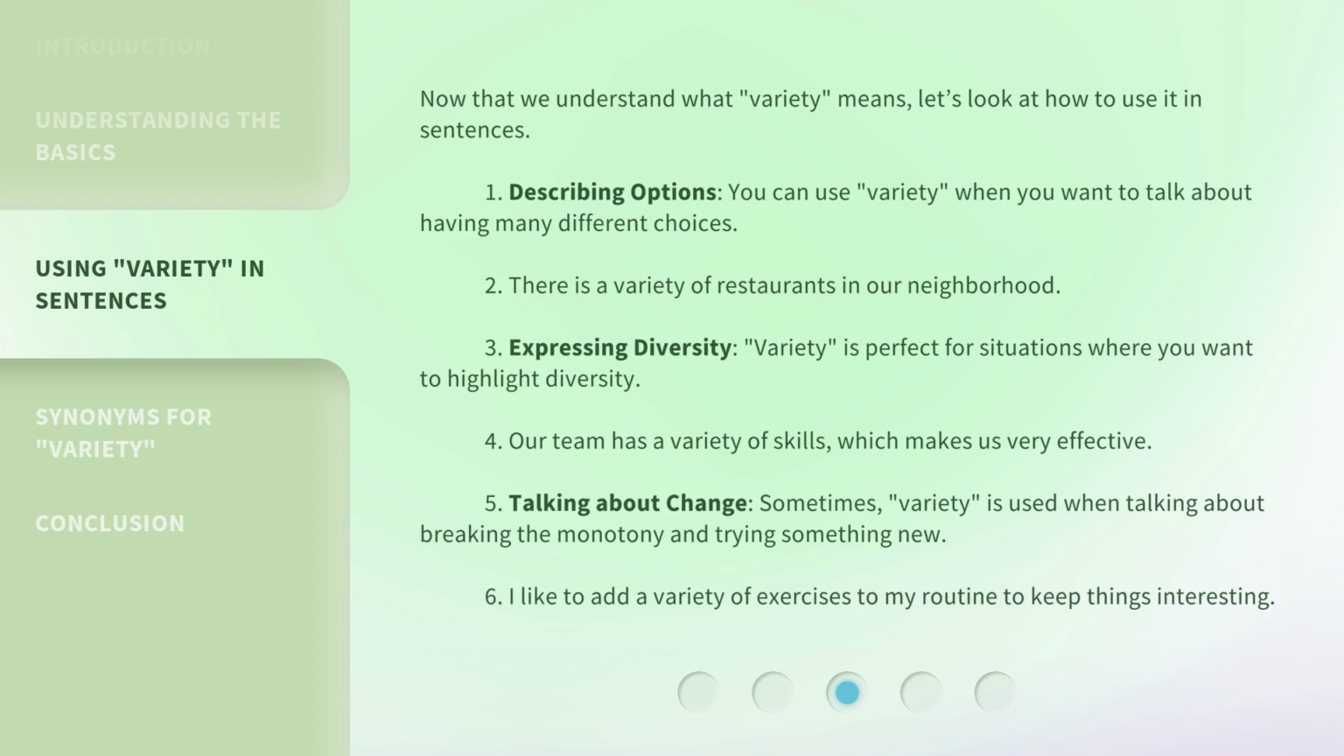3. Expressing diversity. Variety is perfect for situations where you want to highlight diversity. 4. Our team has a variety of skills, which makes us very effective. 5. Talking about change. Sometimes, variety is used when talking about breaking the monotony and trying something new. 6. I like to add a variety of exercises to my routine to keep things interesting.